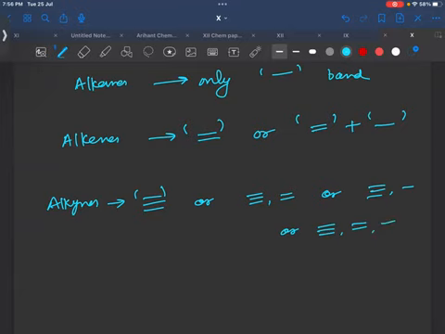Is there any other combination? No. Because double and single is impossible, that turns into an alkene.